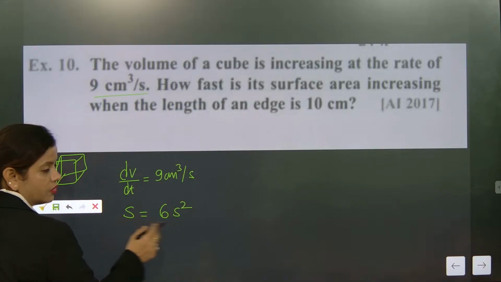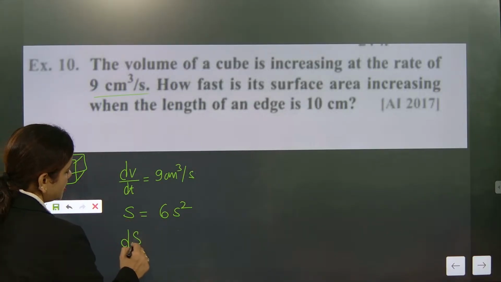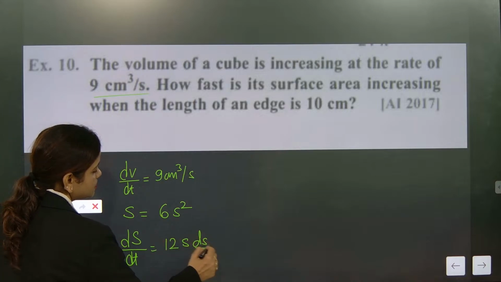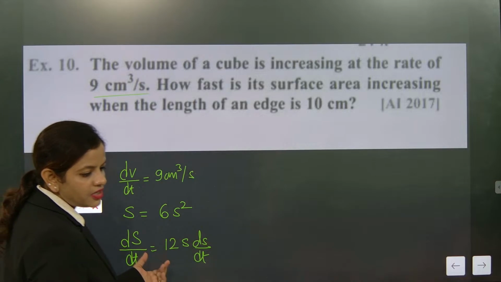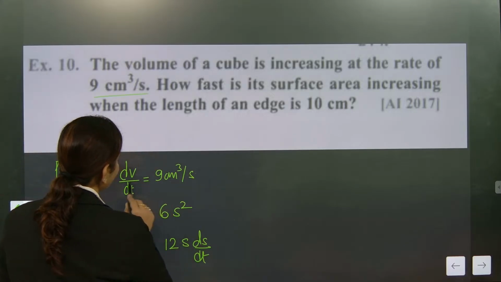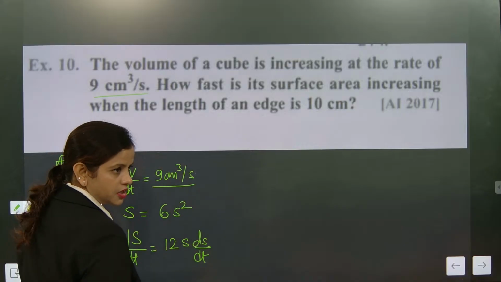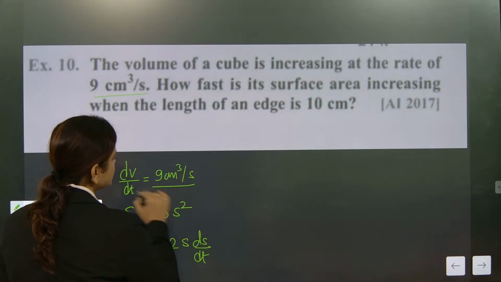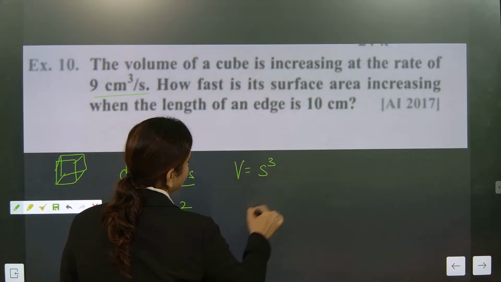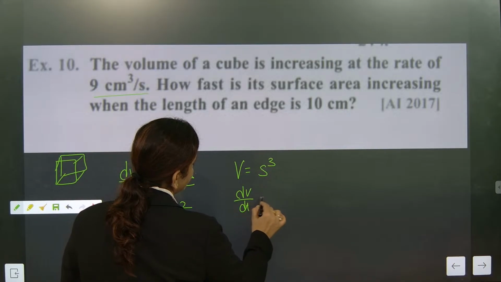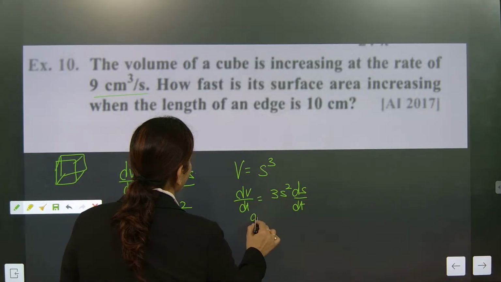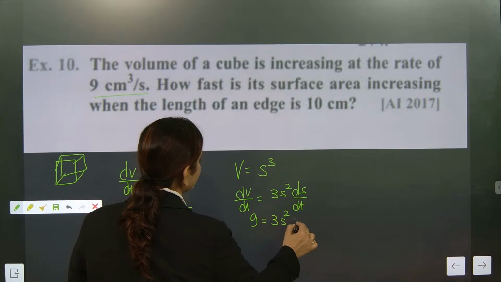Surface area will be 6 into side square. So dS by dt is equal to 12s ds by dt. This part is written. They have already given dV by dt. From this can I solve one part? Because here dV by dt is given. Volume of a cube is side cube, so dV by dt is equal to 3 into side square ds by dt. So this part will come: 9 is equal to 3 into side square into ds.